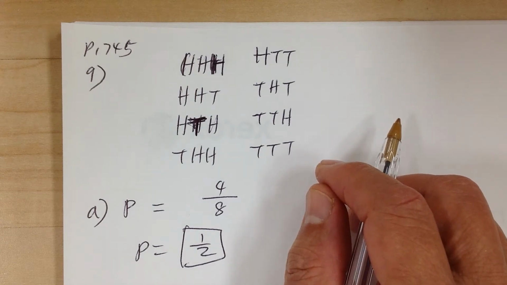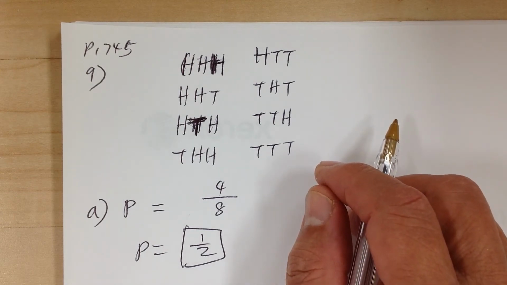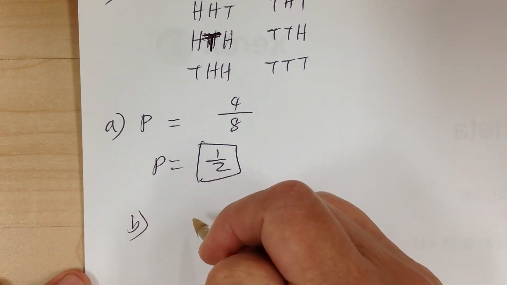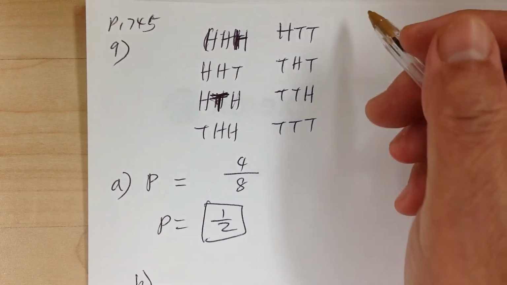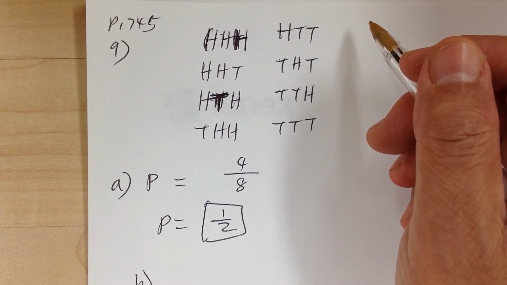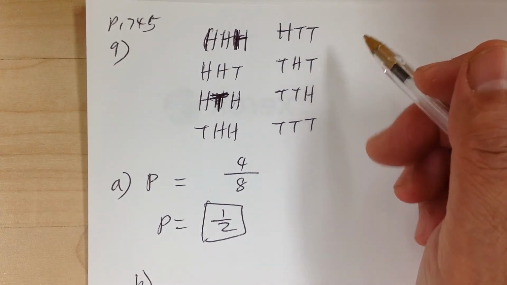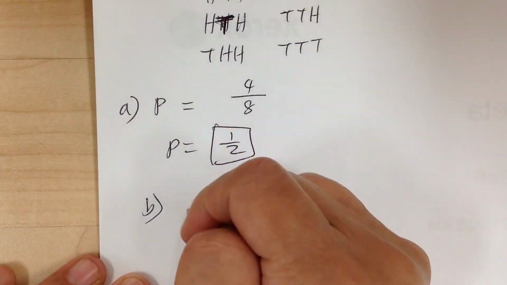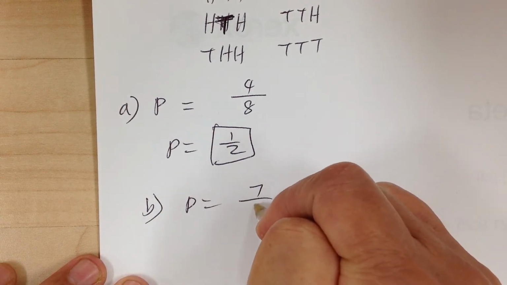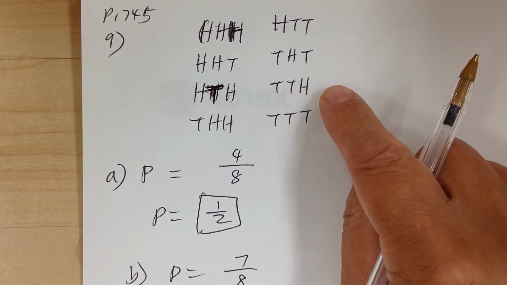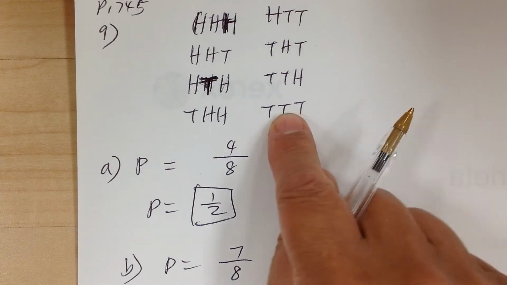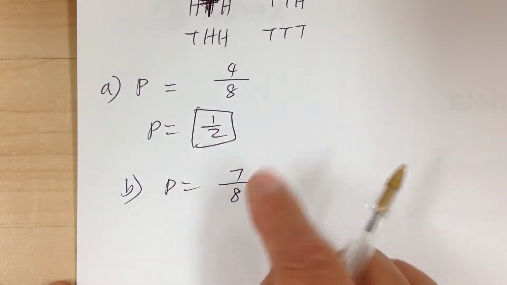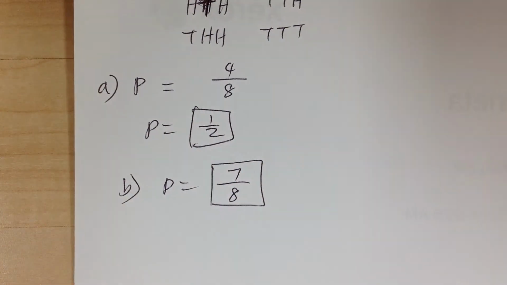Okay, and next one, B. At least 1 head. So at least 1 head would be these 7 right over here. So probability would be 7 over 8. Right? At least one head. So only one is no good, this one here. So it'd be 7 of them: 1, 2, 3, 4, 5, 6, 7. Okay. And that's it.